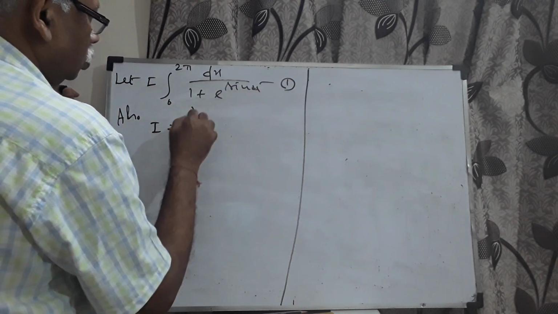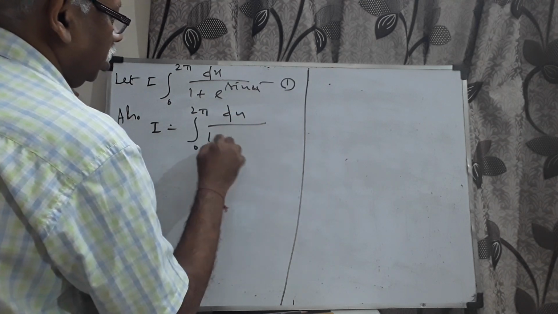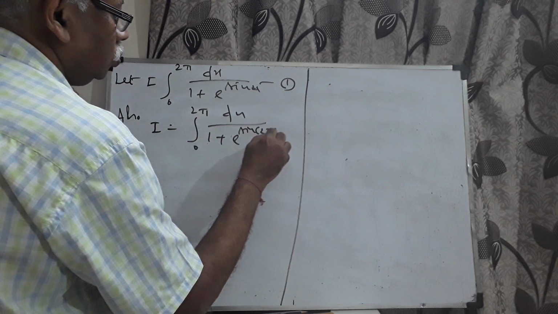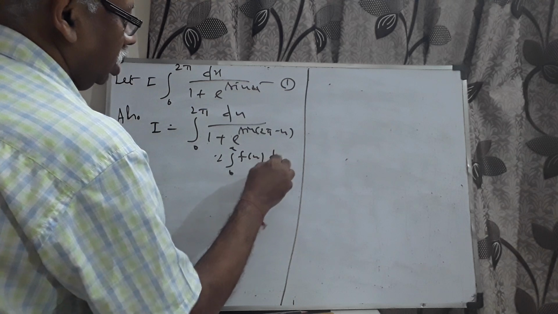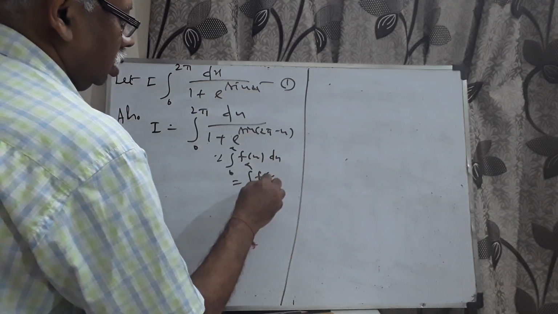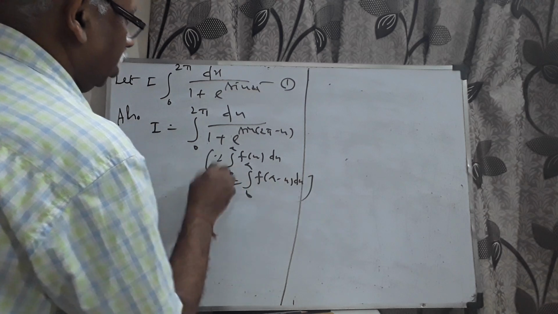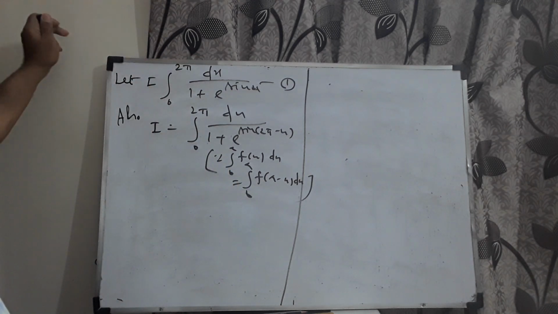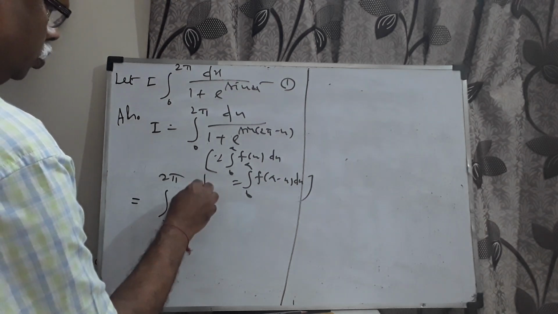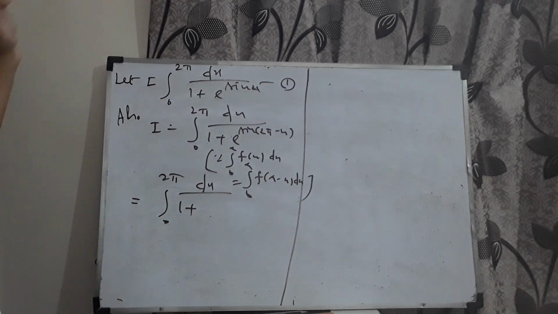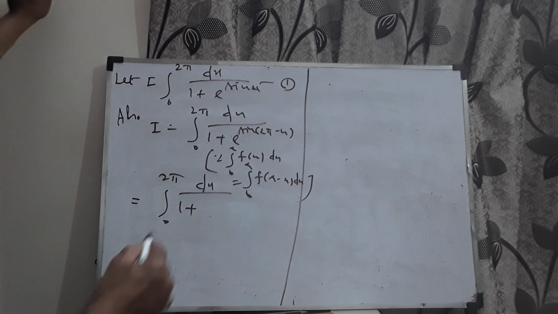Also, I is equal to integral 0 to 2 pi dx by 1 plus e power sin of 2 pi minus x, since of the same rule which I have just proved: integral 0 to a f of x dx is integral 0 to a f of a minus x dx. Instead of a, I have 2 pi here. Instead of f of x, I have 1 by 1 plus e power sin x. Now, 2 pi minus x, where 2 pi is one full rotation, can be written as 4 into pi by 2 minus x, which is an angle in the fourth quadrant. The fourth quadrant sine is negative.